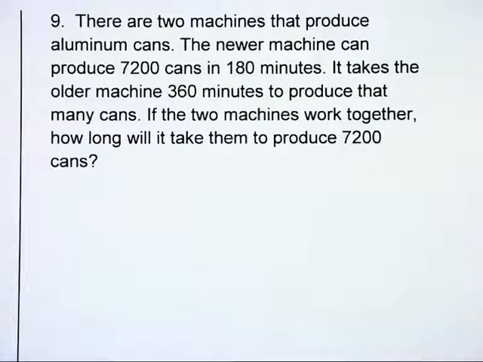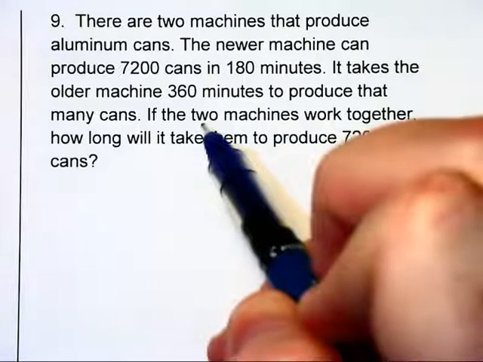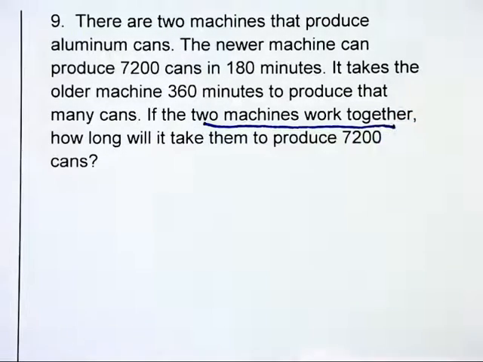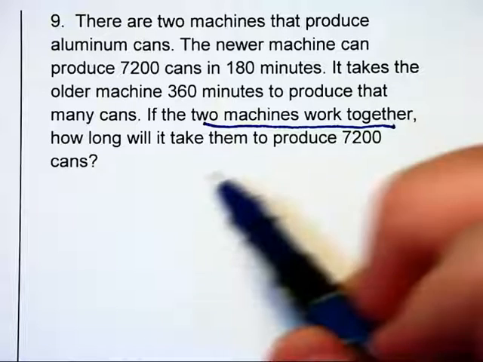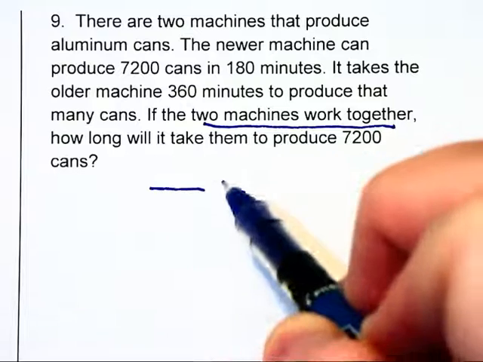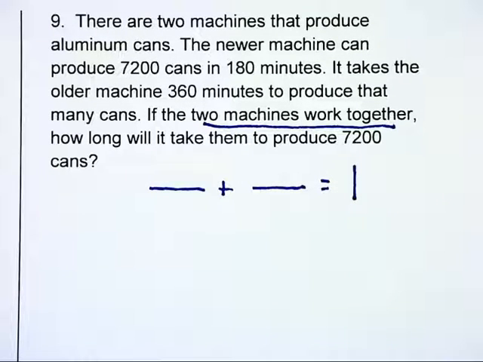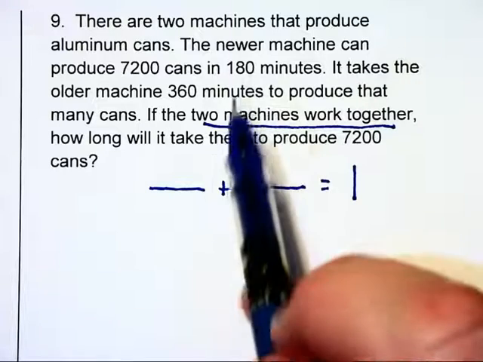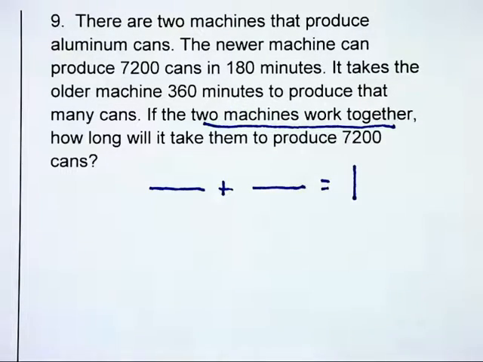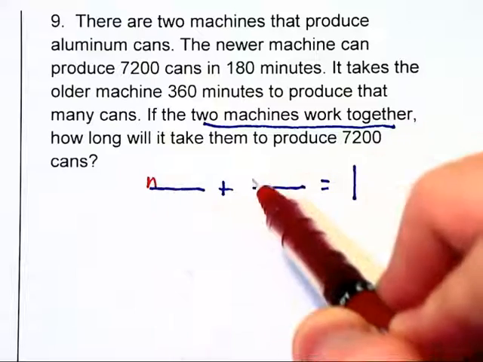This next problem is only confusing because they throw extra information in. You have two machines working together to finish a job. The job is to produce 7,200 cans, but we're going to forget about that. Fraction plus fraction equals 1, a completed job. The newer machine alone, so we got a new machine and an old machine. I'll just put N for new, O for old.